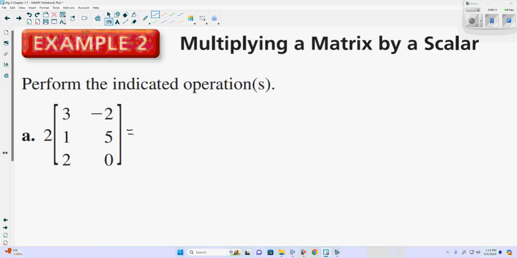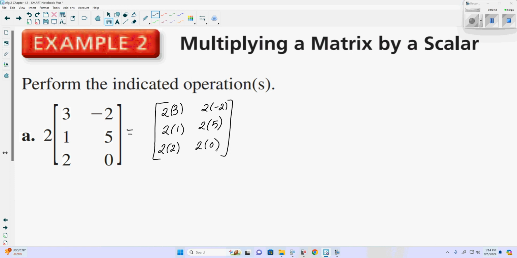So here, we are scaling this matrix by a factor of 2. Okay. So what we're going to do, our first number is 3, yes? I'm going to multiply it by 2. I'm also going to multiply the negative 2 by 2. I'm also going to multiply this 1, the 5, the 2, and the 0. We're going to multiply every element of the matrix by that scalar. And that's it. Now all we need to do is actually multiply.